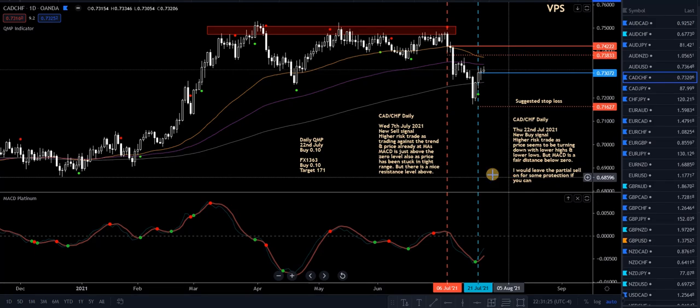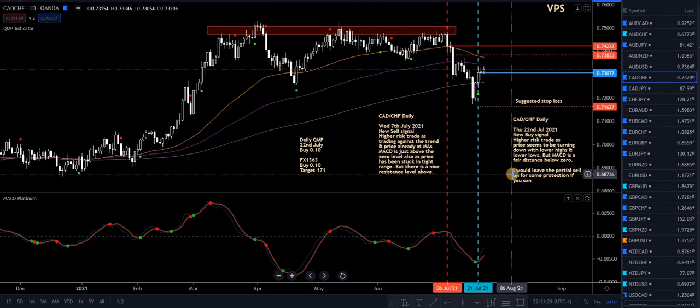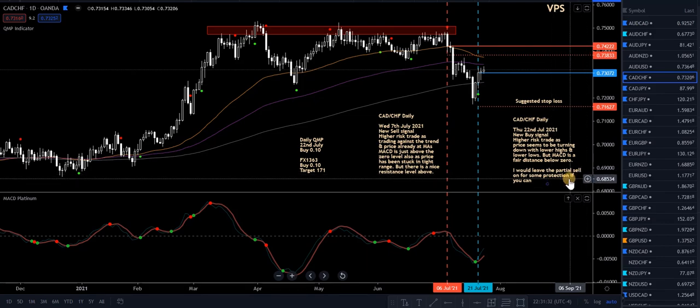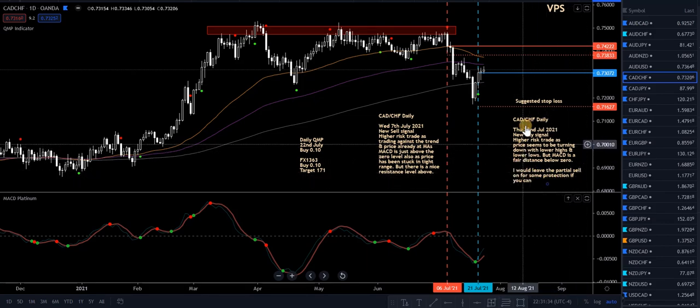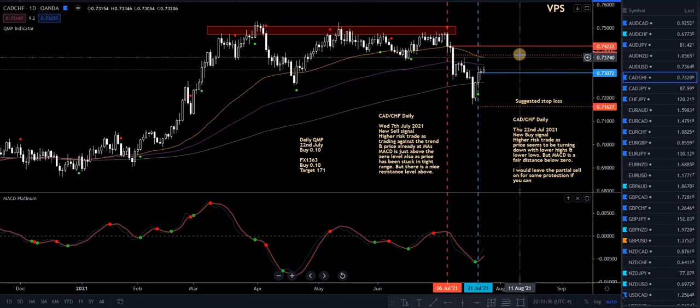Here's the notes for the buy. So there's the notes for the sell. There's the notes for the buy. You can see I made a note. I would leave the partial sell on for some protection if you can. So stop loss here for the buy. Stop loss there for the sell.